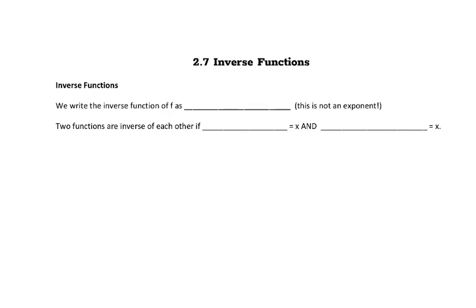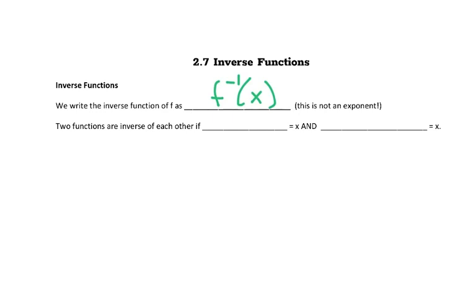In this last section of Chapter 2, we'll look at inverse functions. We write the inverse of a function as f inverse of x. That -1 is not an exponent. That -1 shows that we're talking about the inverse of function f.